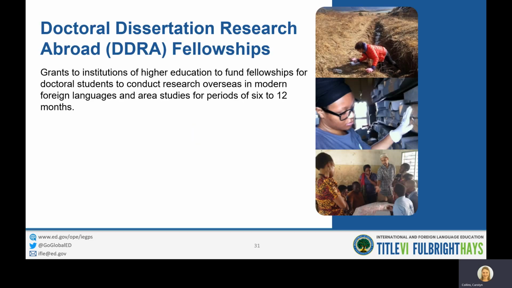The first program that we'll go over is the Doctoral Dissertation Research Abroad, or DDRA, Fellowships Program. You'll see here in the photos a few of our DDRA fellows actually abroad conducting their research, on site doing the work. So DDRA fellowships are grants that go to institutions of higher education to fund fellowships for doctoral students to conduct research overseas in modern foreign languages and area studies for periods of 6 to 12 months.